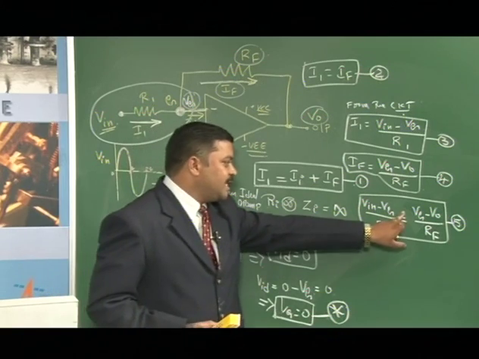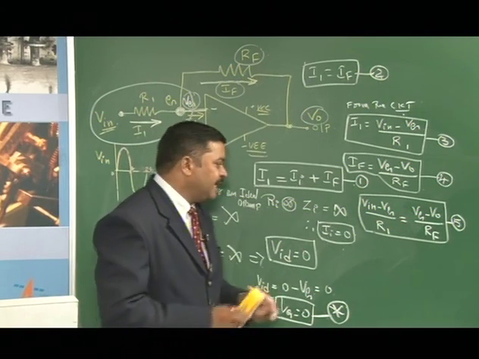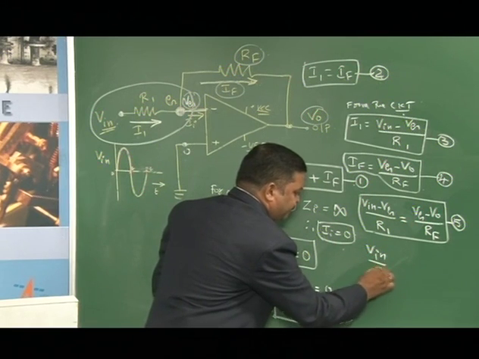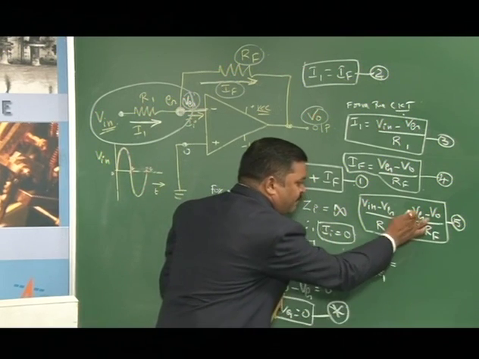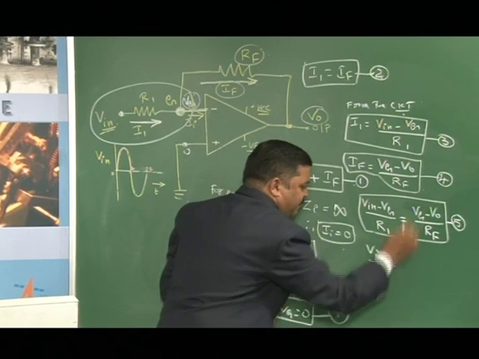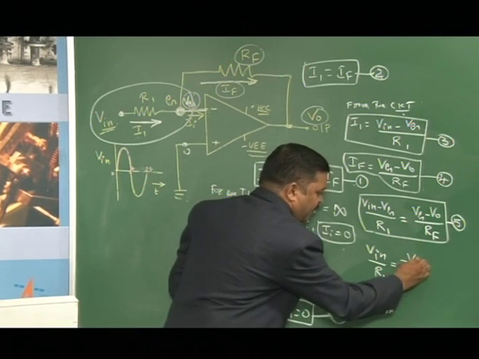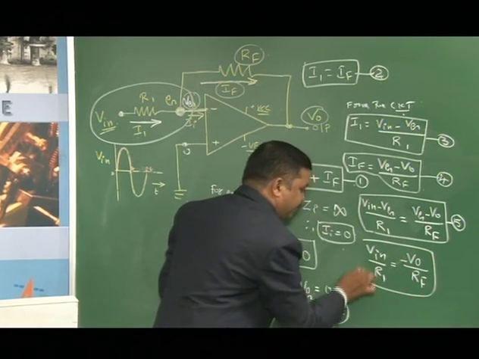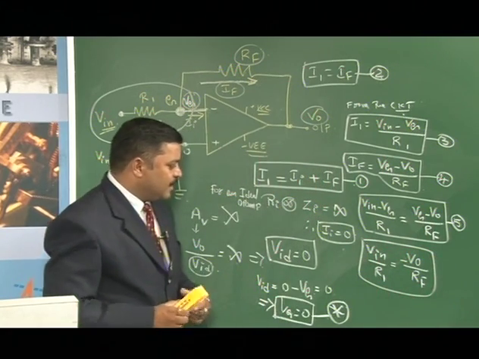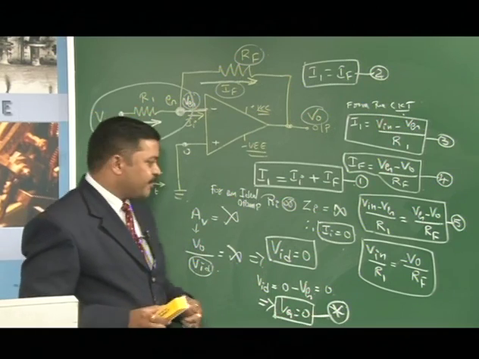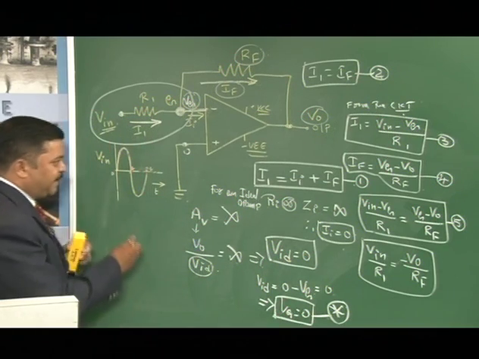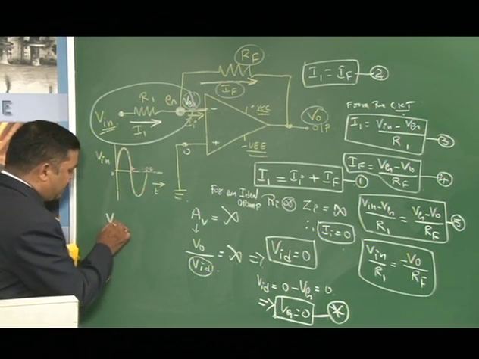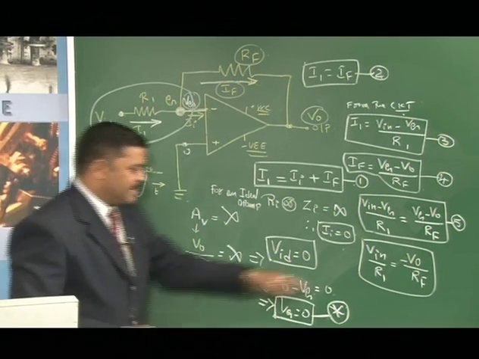Substituting Vg equal to 0 in equation 5, what will we get? Let us see. Vin divided by R1 is equal to, Vg is 0, so 0 minus V0, so it is minus V0 by Rf. So, this is the equation. Now, from this, what is V0? We must know. Let me write here what is V0. So, V0 is just by cross multiplication.